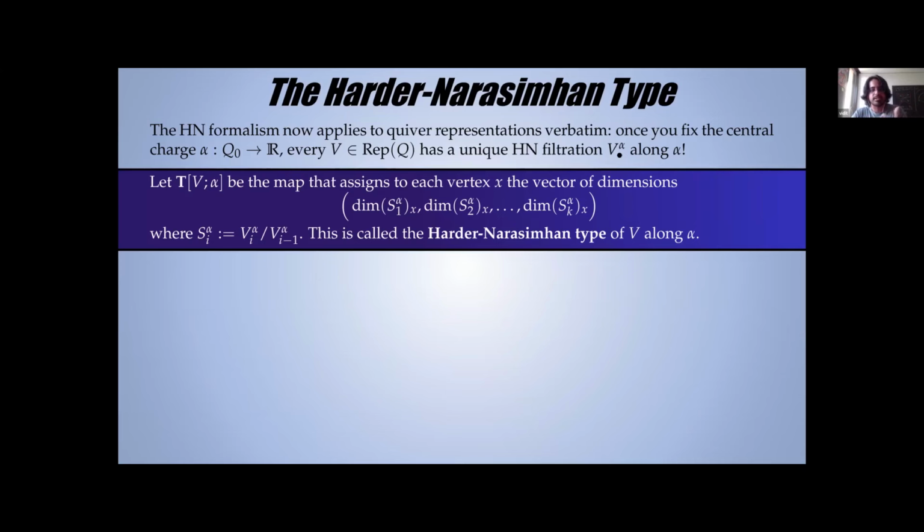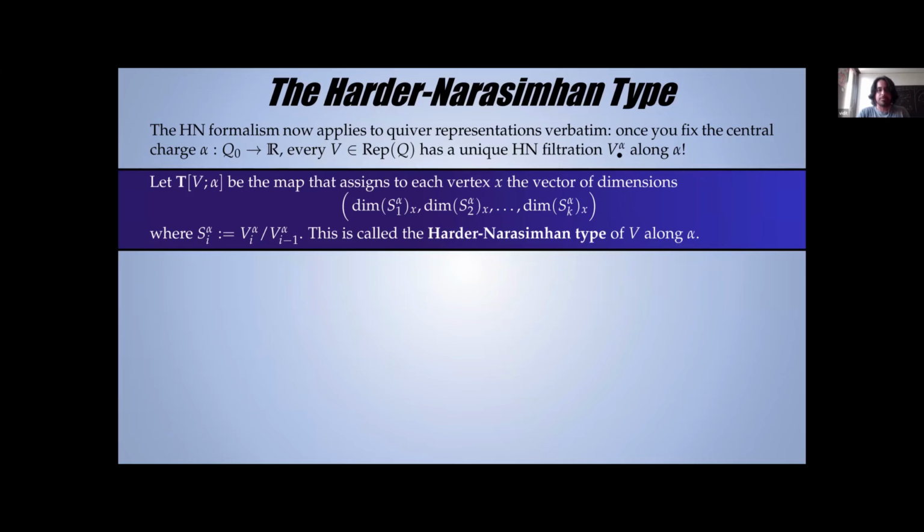So remember, these were the semi-stable objects. You sort of had a filtration, and S1 was the ratio V1 to V0, and so on all the way up. So the dimension vectors of those quotients, this combinatorial object, it sends each vertex to a vector of integers. That's it. This is called the Harder-Narasimhan type along alpha.